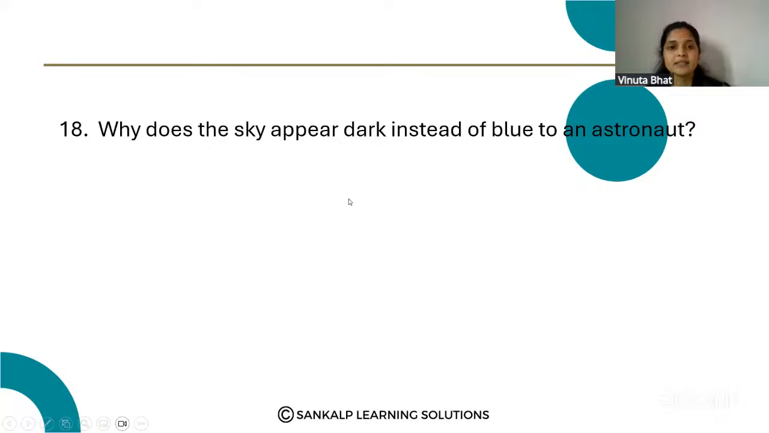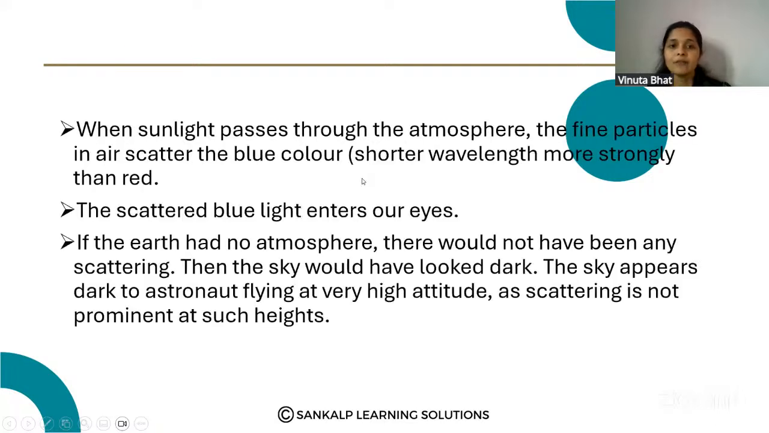Why does the sky appear dark instead of blue to an astronaut? So we know the reason for this question. When the sunlight passes through the atmosphere, the fine particles scatter the blue color, which has a shorter wavelength, more strongly than the red. The scattered blue light enters our eyes, and so the sky looks blue.